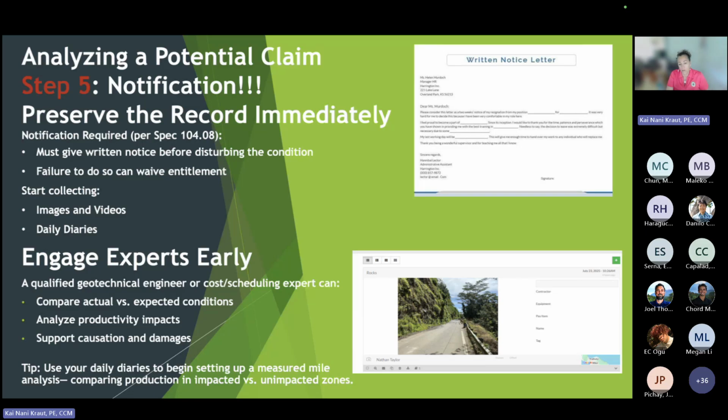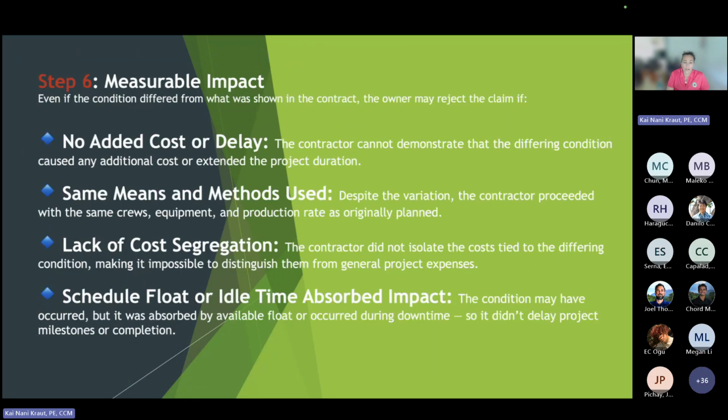Again, it all goes back to reasonable. Use your daily diaries to begin. This is a measured mile analysis. I may have Cord talk about that. Compare production in impacted and unimpacted zones. So lots of that. How do we measure the impact?